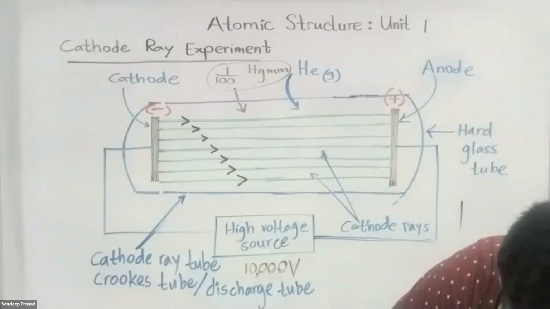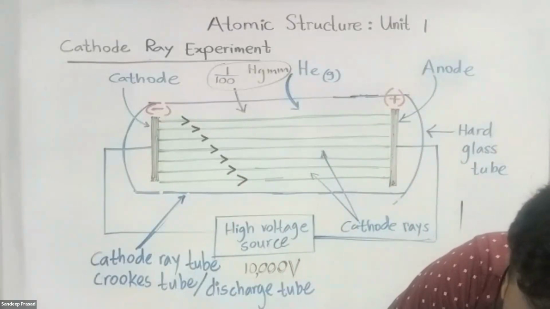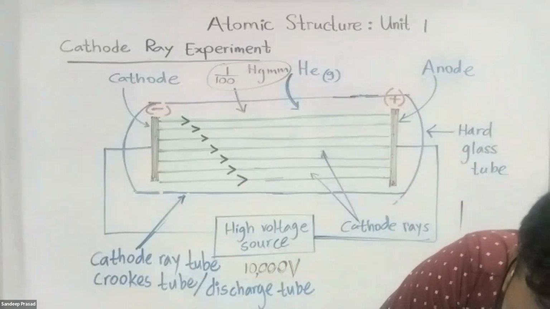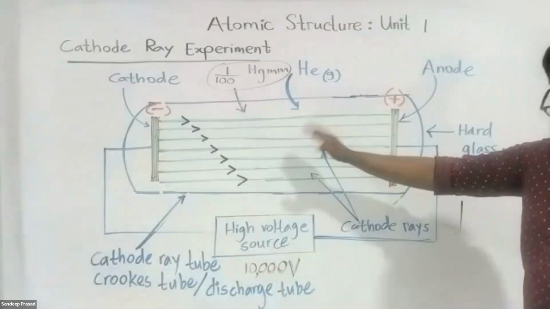Sir, don't the electrons move from the other side to the cathode? No. Electrons are moving toward the anode, because these cathode rays are negatively charged. I'll tell you, these cathode rays are negatively charged. That's why they are moving toward the anode side.